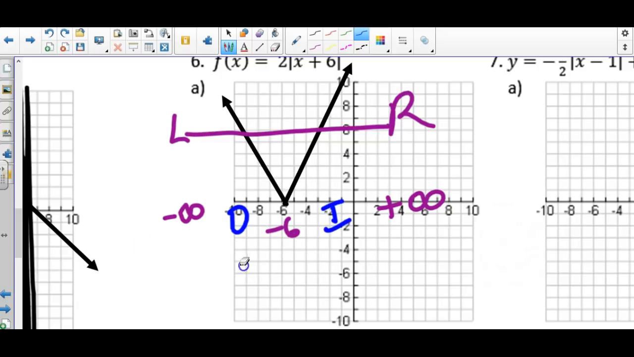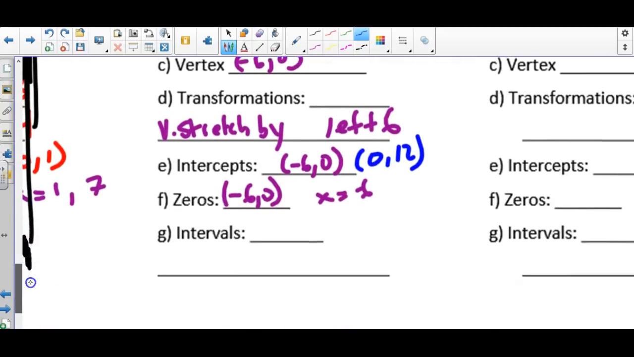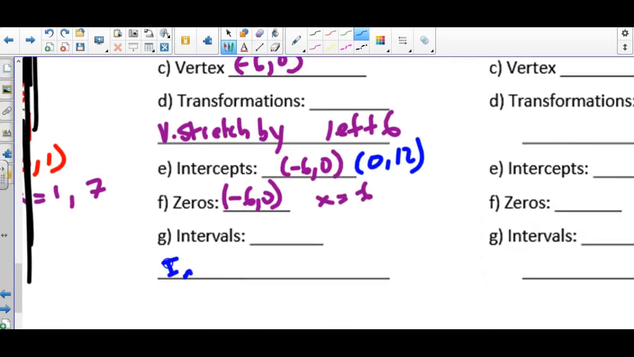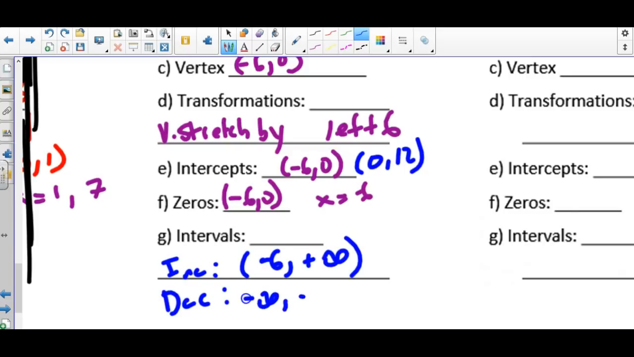So there are my intervals. Negative infinity to -6 is a decrease. -6 to positive infinity is the increase. So the increase is -6 to positive infinity, and the decrease is negative infinity to -6.